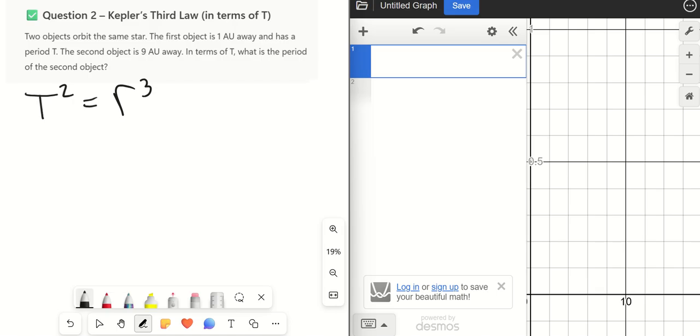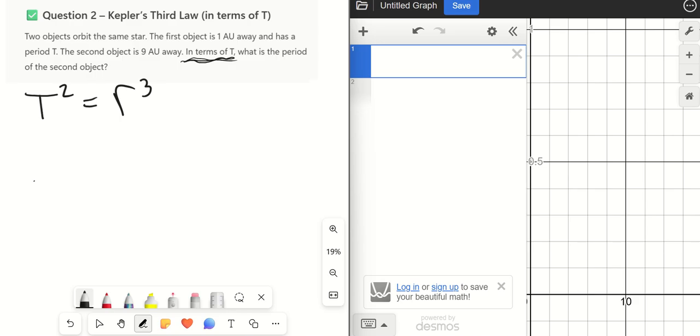I'm going to use R for this one, but it says two objects orbit the same star. The first object is 1 astronomical unit away and has a period of t. The second object is 9 astronomical units away, and it's asking in terms of that initial period, what is the period of the second object? So in terms of t, meaning that period of the first object, we want to know the period of the second object.